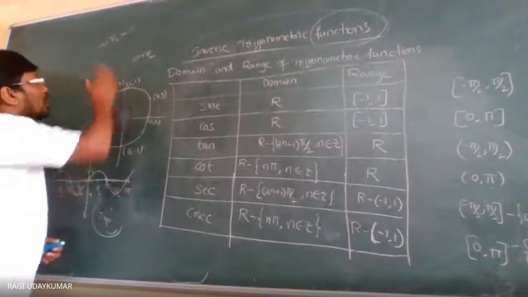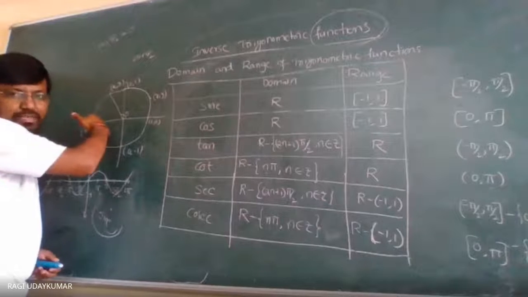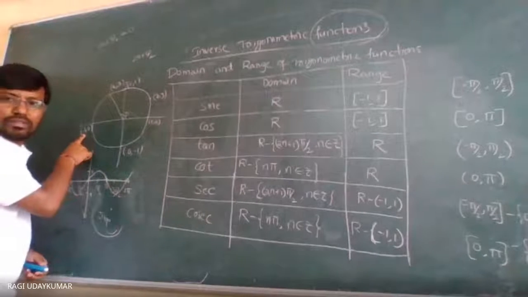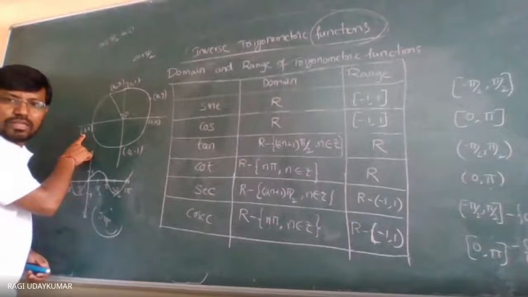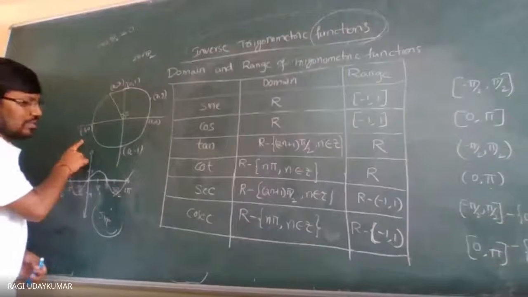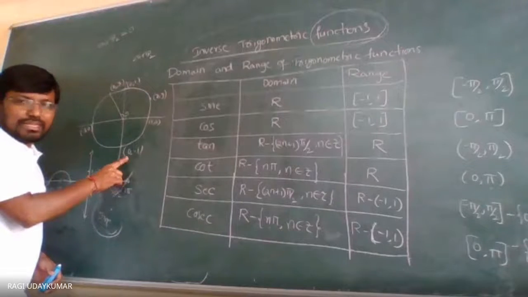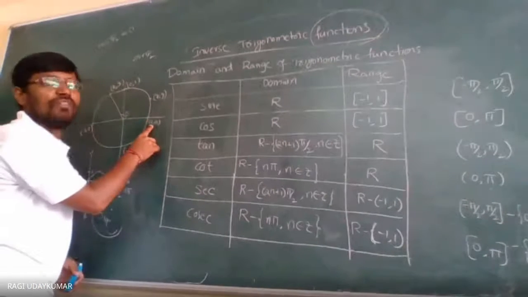Cos pi by 2, this is 2 pi by 2, is nothing but cos pi. Cos pi value, can anyone say? Minus one, sir. Yes, minus one. Here minus 1. Cos pi value is minus 1. Cos 3 pi by 2 value is 0 again. Next, cos 2 pi value is 1.